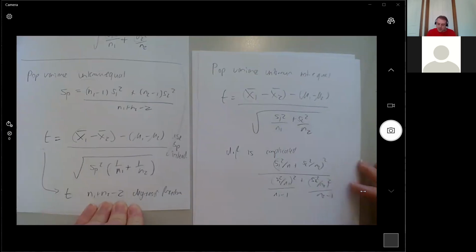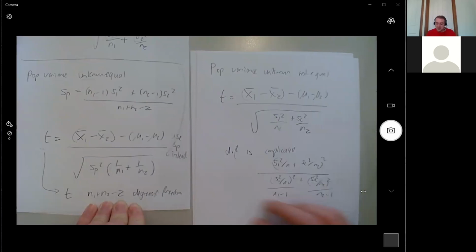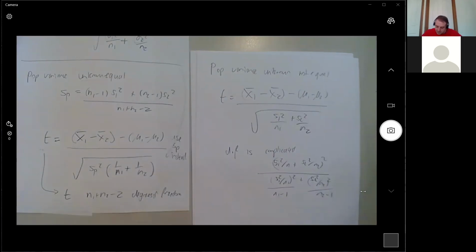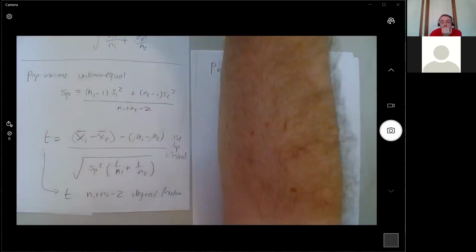And this one is a complicated formula. That is a seriously complicated formula. Wow, yeah. I don't know if you're supposed to remember or even use this formula.